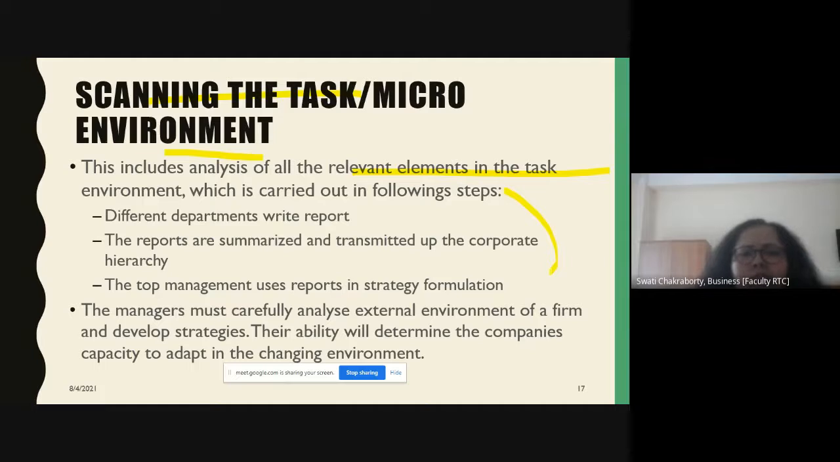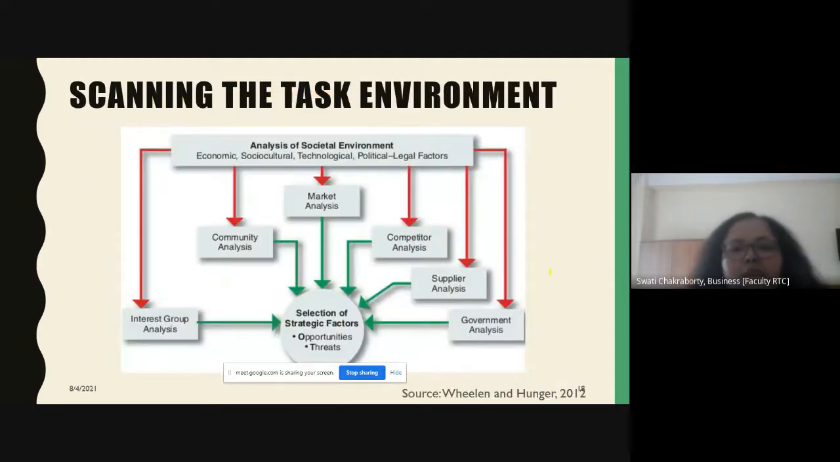And managers have to carefully analyze the external environment of the firm to develop strategies. They have to look into both the macro environment as well as the micro environment. It's the ability of the managers which helps the company to adapt to any change in the environment. Okay, so this is the diagram of scanning of the task environment.